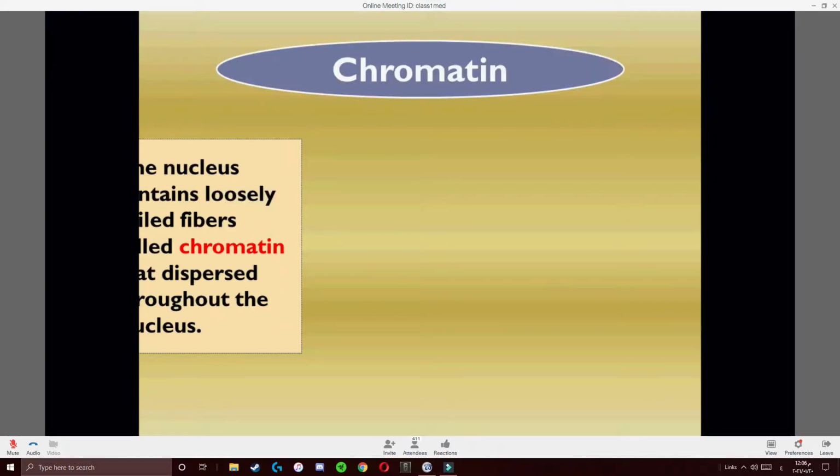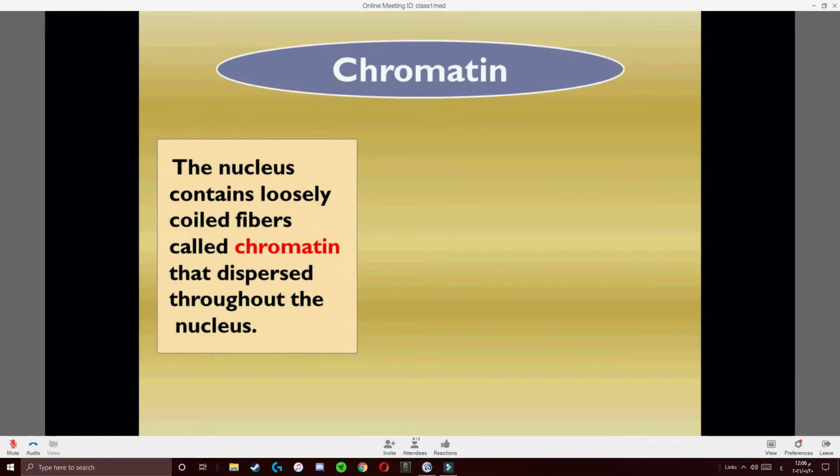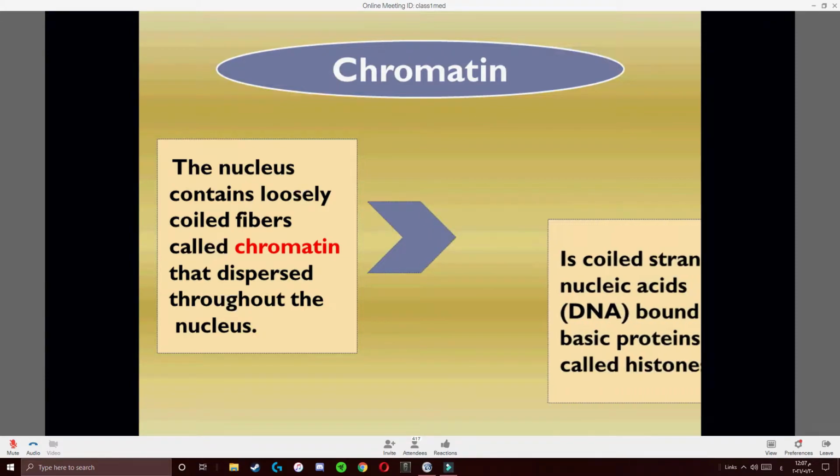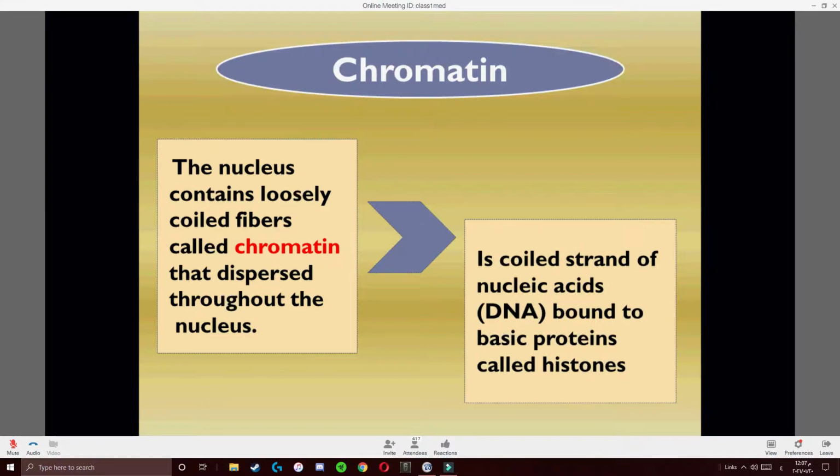The nucleus contains loosely coiled fibers called chromatin that disperse throughout the nucleus. The chromatin is coiled strand of nucleic acids DNA bound to basic proteins called histones. إذن خيوط الكروماتين هي عبارة عن نيوكليك أسيد DNA ترتبط مع بروتينات أساسية واللي تدعى بالهيستونز.